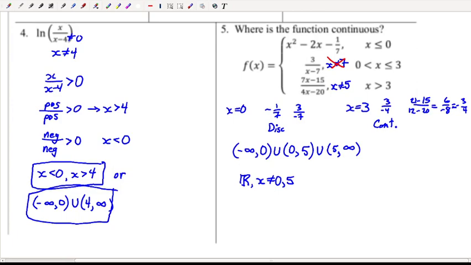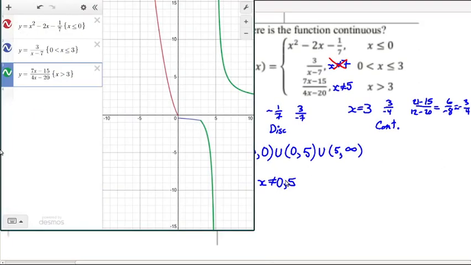So if we take a look at the graph, just so you can see the discontinuities, here it is. You can see that there's a jump at x equals 0 and an asymptote at x equals 5. So those are the two places where I have to pick up my pen. I couldn't draw it all in one piece. I would have those little jumps there.